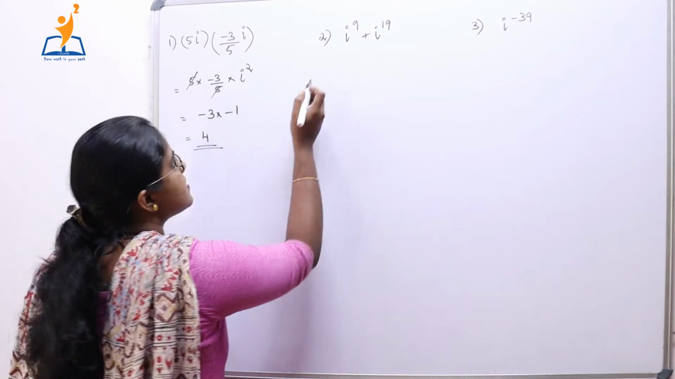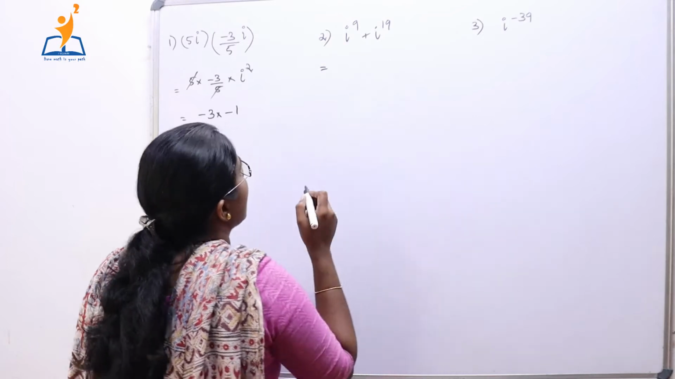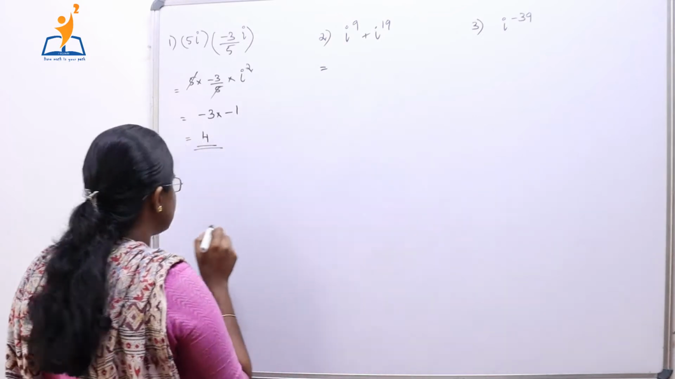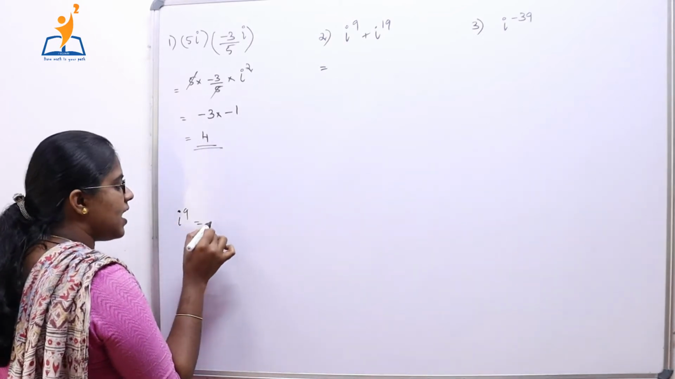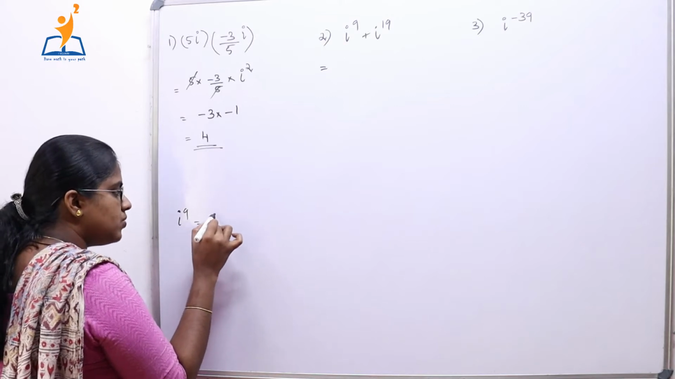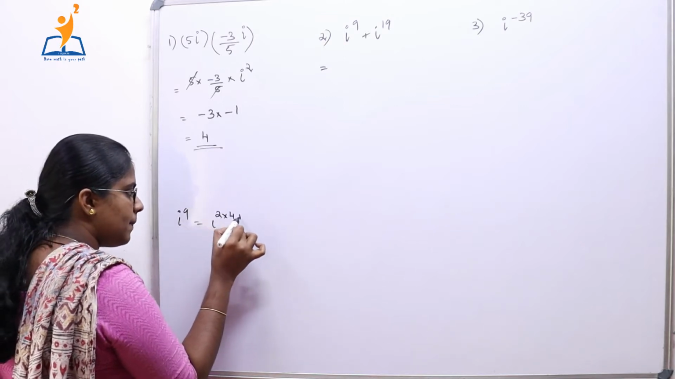Moving on to the second question, we have i raised to 9, and we know that i raised to 9 can be represented as i raised to 2 into 4 plus 1.